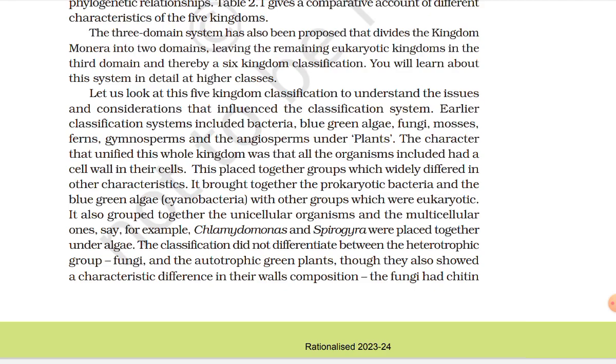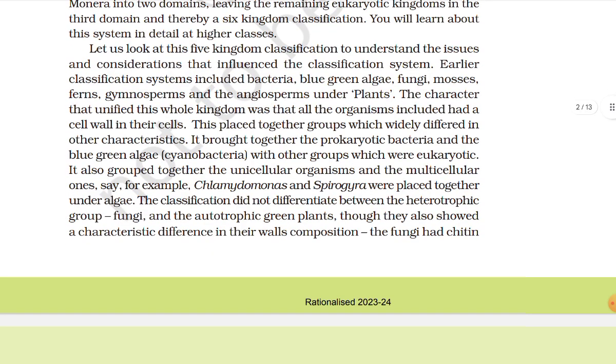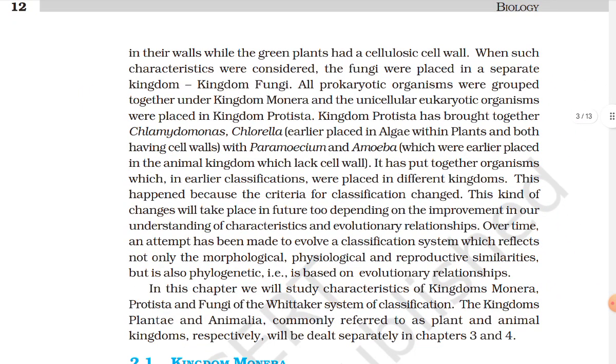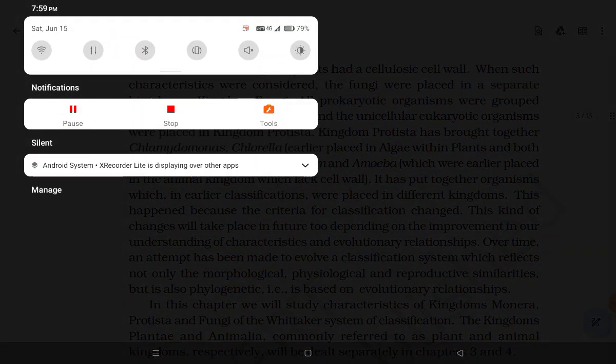The classification did not differentiate between the heterotrophic group fungi and the autotrophic green plants, though they also showed a characteristic difference in their wall composition. The fungi had chitin in their walls, while the green plants had a cellulosic cell wall. When such characteristics were considered, the fungi were placed in a separate kingdom, kingdom Fungi. All prokaryotic organisms were grouped together under kingdom Monera.